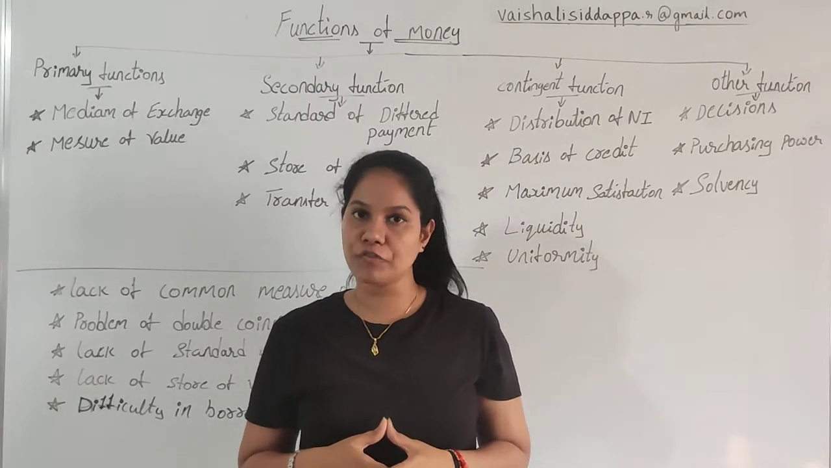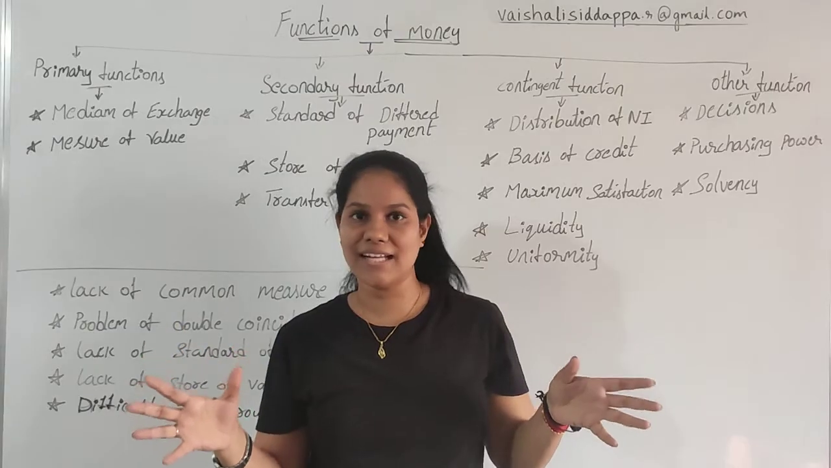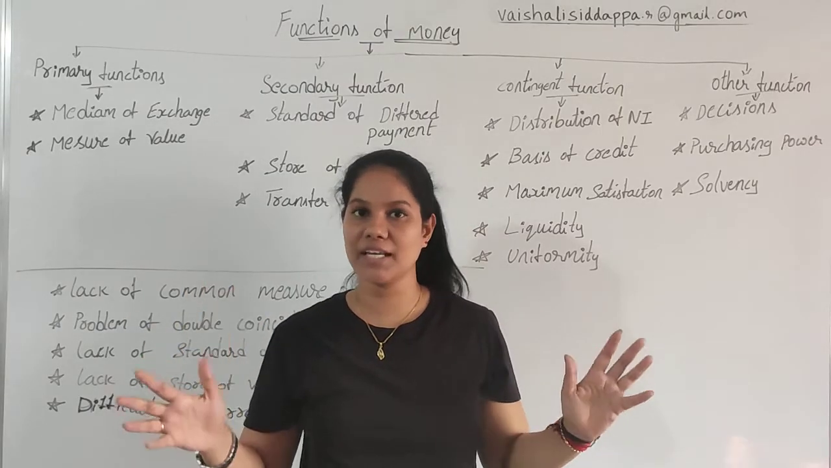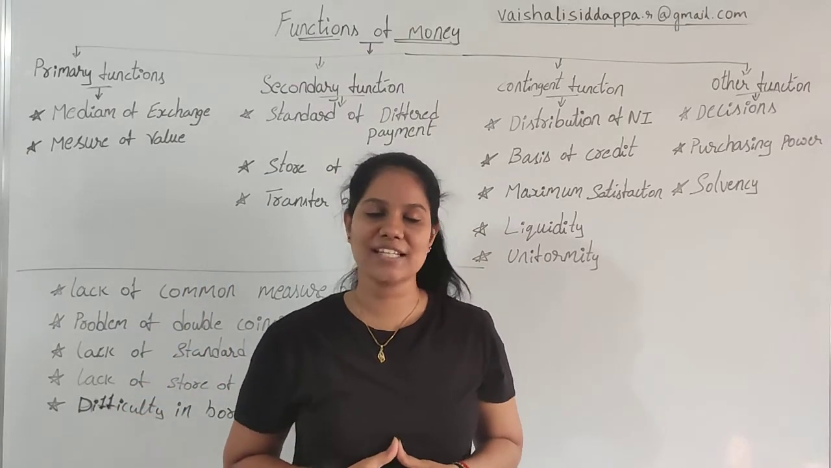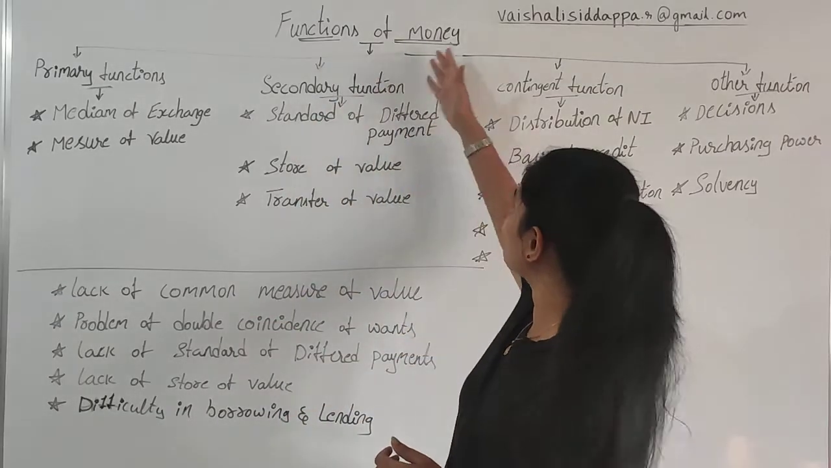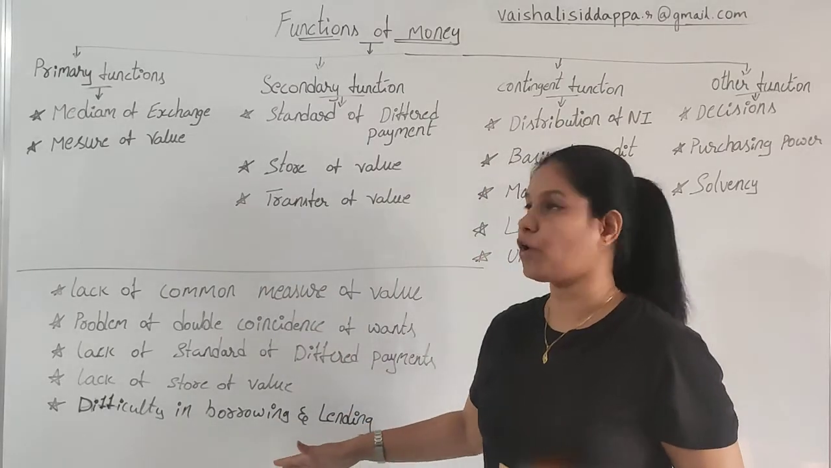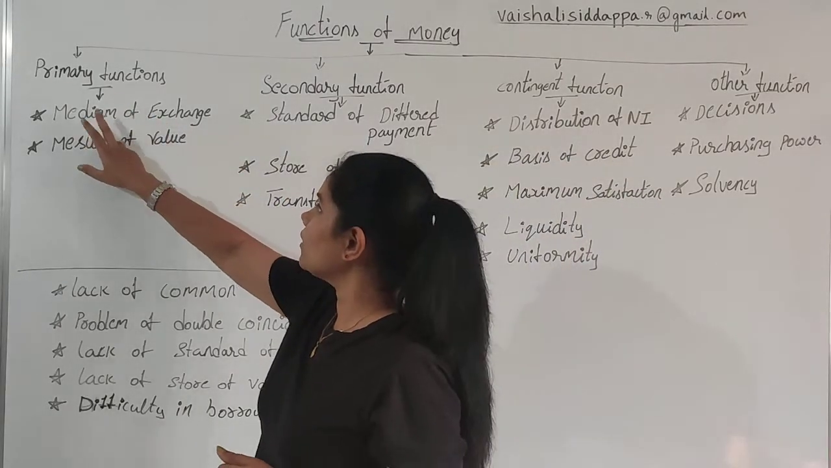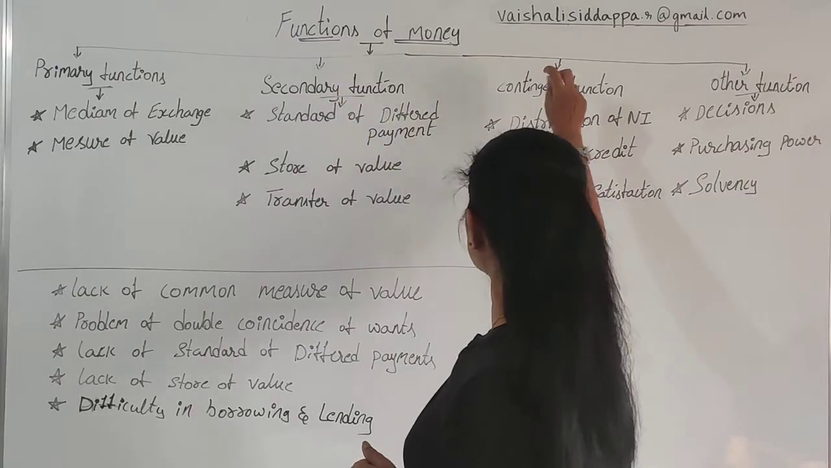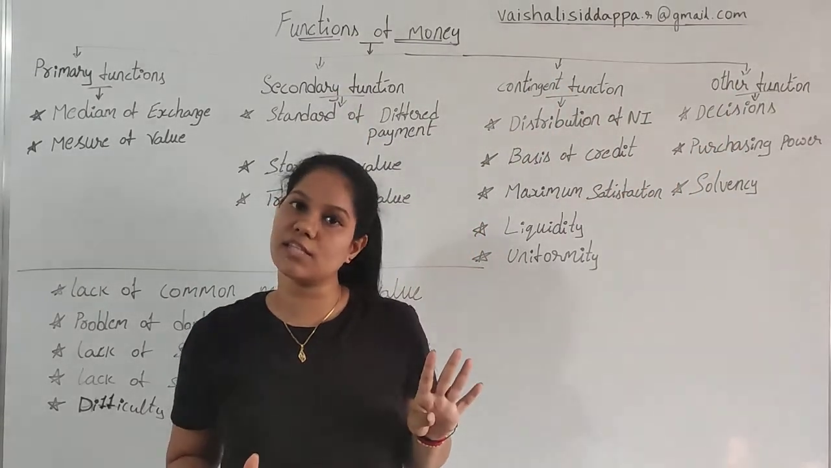To come out of it, we came up with what you can call a miracle for this world. Everybody is behind money now. That is the medium of exchange. Right now, we'll talk about the functions of money and how we overcame all these problems. First, primary functions, secondary functions, contingent functions and other functions. We can classify them into four types.